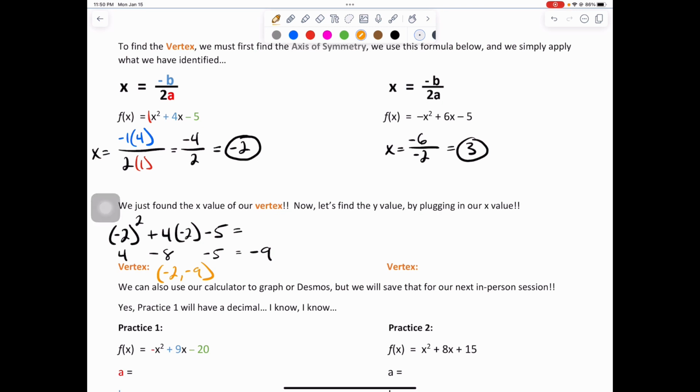And good news is the SAT permits Desmos, so please feel free.